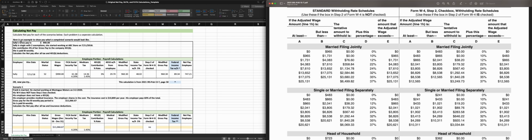So, first example. Here's an example to show you what a complete scenario would look like. Sally's gross pay is $990. Sally is single with 2 exemptions. She started working at ABC store on 7/11/2018. She contributes 3% of her gross pay to the 401k. She is paid bi-weekly. Calculate the net pay after all tax and 401k deductions.